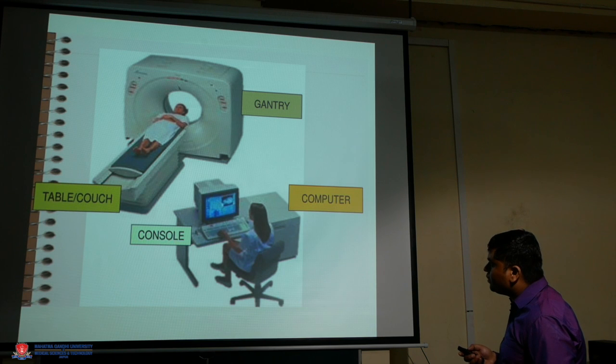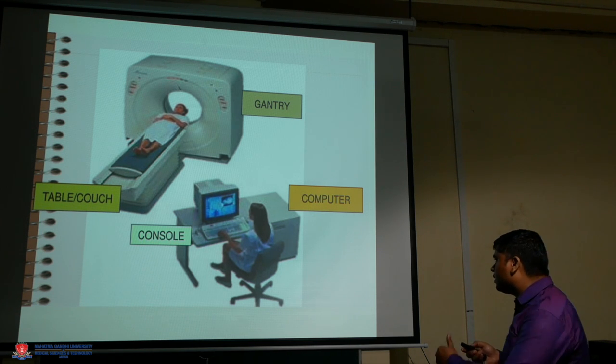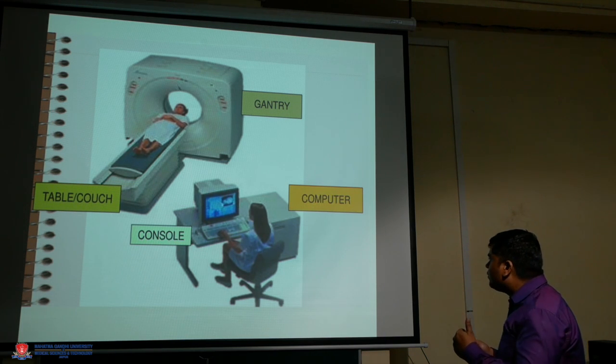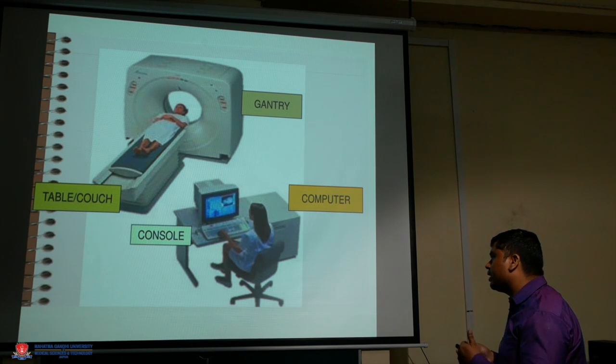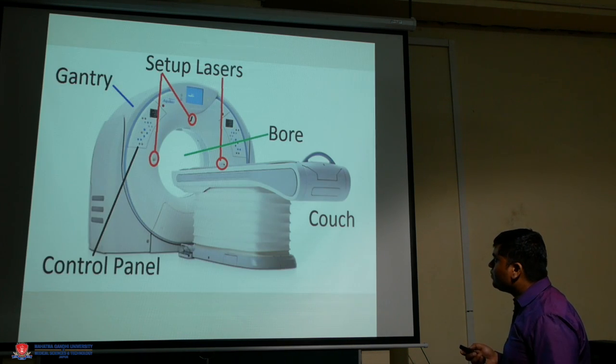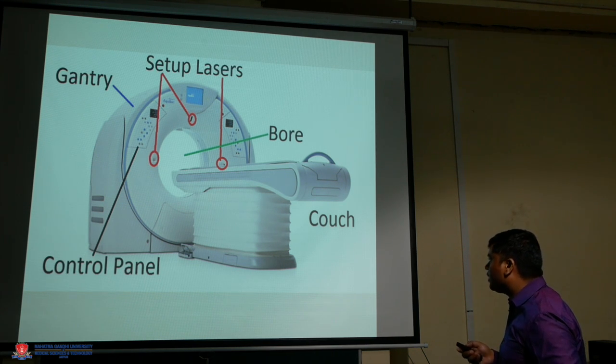Before discussing the PET-CT principles, we want to see the PET-CT system. This is the gantry, and we have the console for the PET-CT gantry. We have a table and couch which goes inside and outside, where the patient lies in supine as well as prone position, where the patient is comfortable during the acquisition. In the setup, there are setup lasers on the upper, lower, and both lateral sides. There is a gantry, and there is a bore.